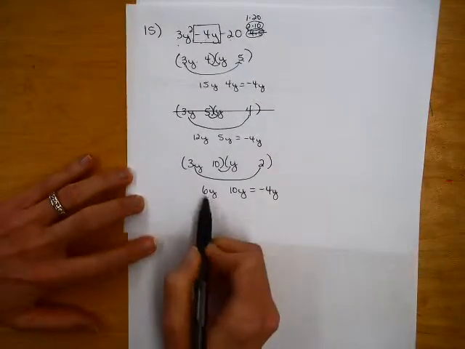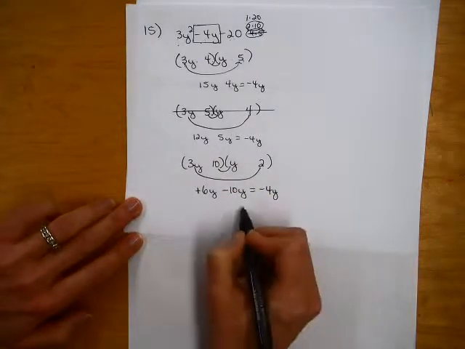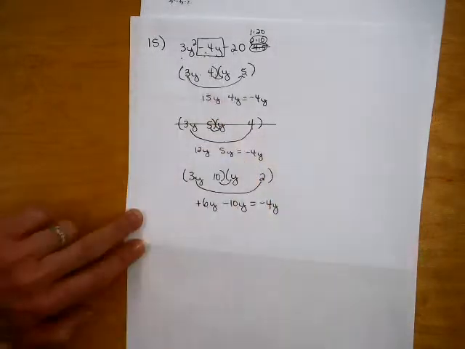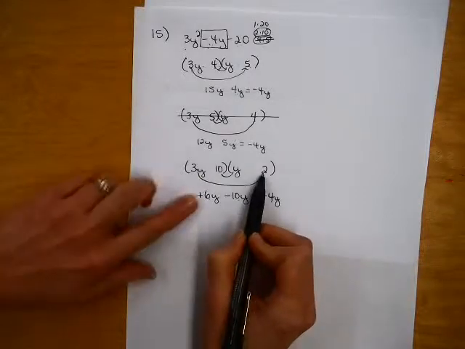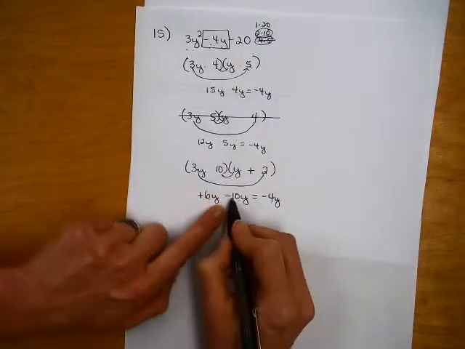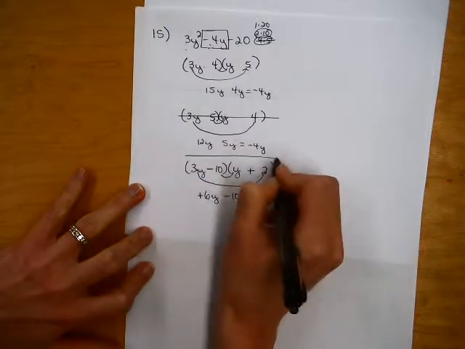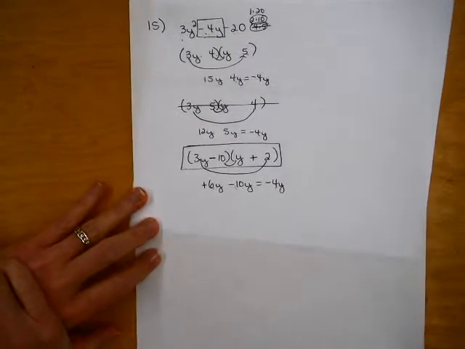I think I can do it finally, because if I have the 10 negative and the 6 positive, 6y minus 10y will give me negative 4y that I need in the middle. So I need to make sure that I make the 6y positive, so that would be a plus here, and the 10y negative, so a minus sign here, and I have it factored. And of course you can always go back and check your answer with FOIL.